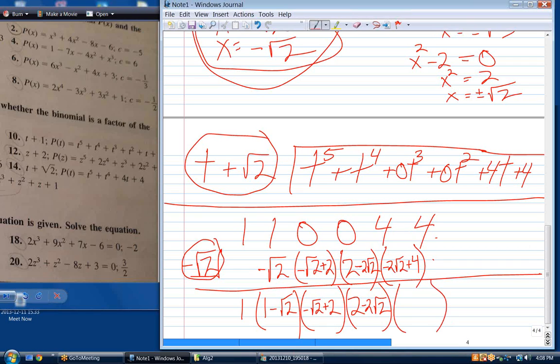Okay, when we add that number to 4, we get 8 minus 2 root 2, which is equal to 8 minus the square root of 8. Right? But that doesn't matter because it's not 0, which means it's not a factor.